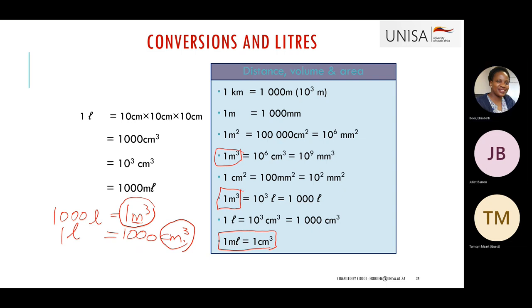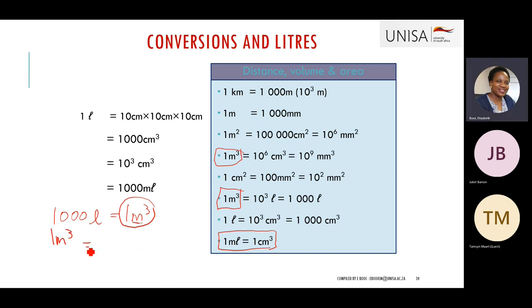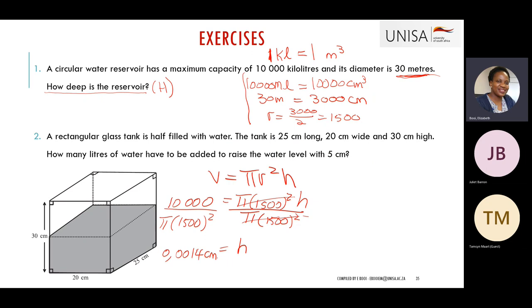So 1 meter cube. Okay, I've got it. 1 meter cube is equivalent to 1,000,000 centimeter cubed. Okay, so it means we need to go back there. We didn't do the conversion right here. So this should be equal to 1 million centimeter cubed, and therefore here we're dividing by 1 million centimeter cubed. And hence our answer here will change.